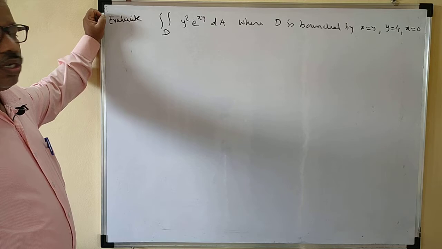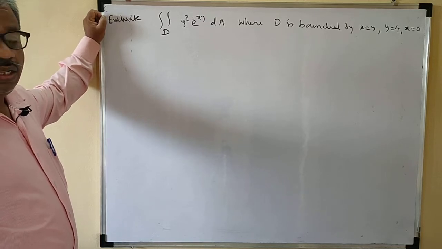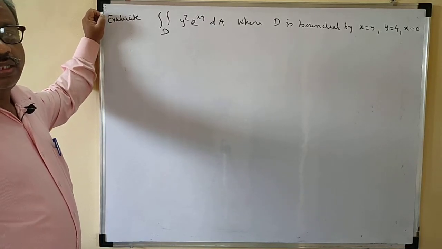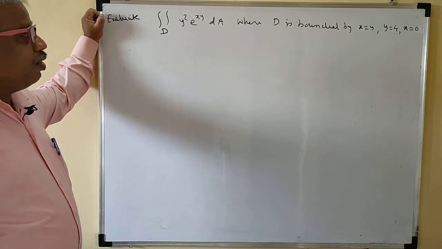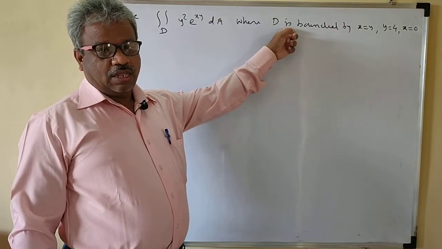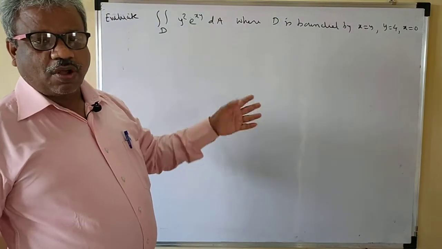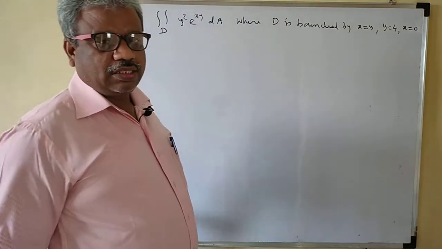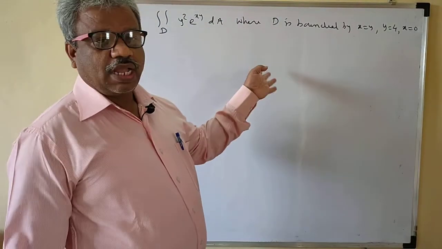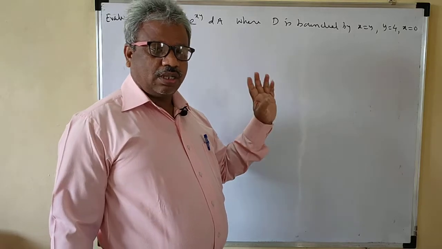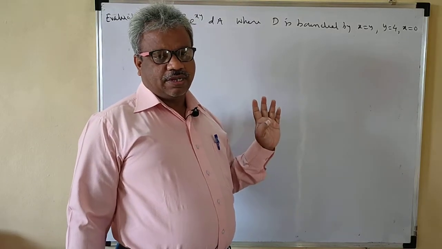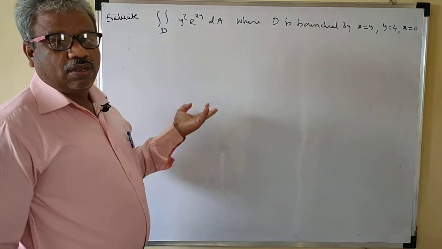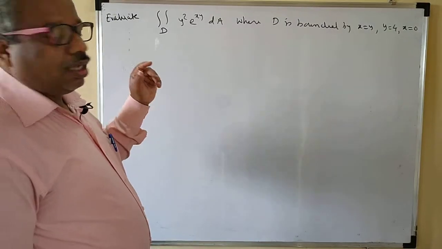Today we will see how to evaluate the integral over a general region. Here the limits of x and limits of y are not given. You have to find the limits of x and y with the help of the region D. Region D is given to you, bounded by some curves, and with the help of that you have to find the limits of x and y, and then evaluate the integral.